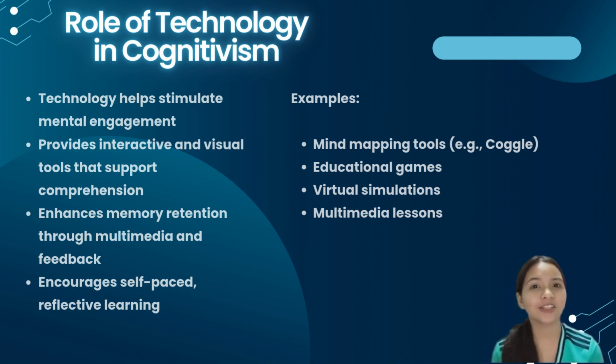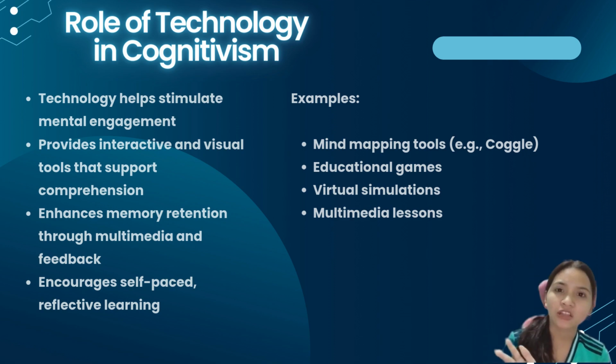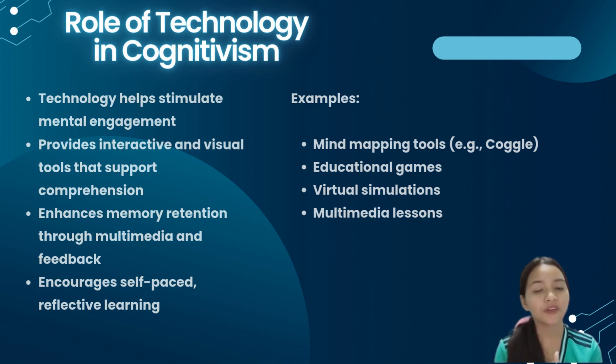Okay, so technology plays a huge role in supporting cognitivism because it helps your brain process information better. Interactive tools make learning more engaging, like mind mapping apps that show connections visually, educational games that give instant feedback, and simulations that make learning feel real.